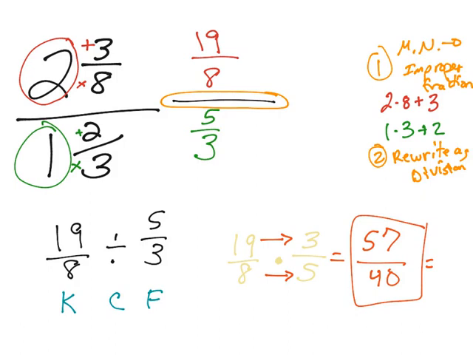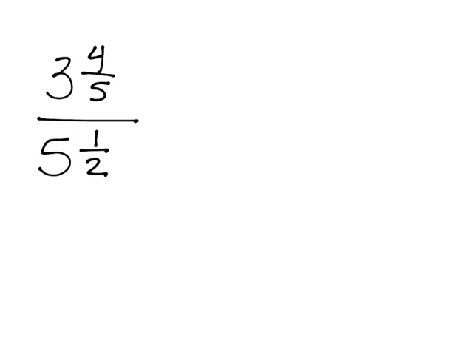If you want to change that back to a mixed number, you can, but primarily we're looking to simplify, so we just want a simple fraction. All right, let's do another one. 3 4/5 to 5 1/2. Let's think through this. We're going to take 3 times 5 and then add 4. So 3 times 5 is 15, 15 plus 4 is 19. So 19/5. Again, 3 times 5 plus 4.